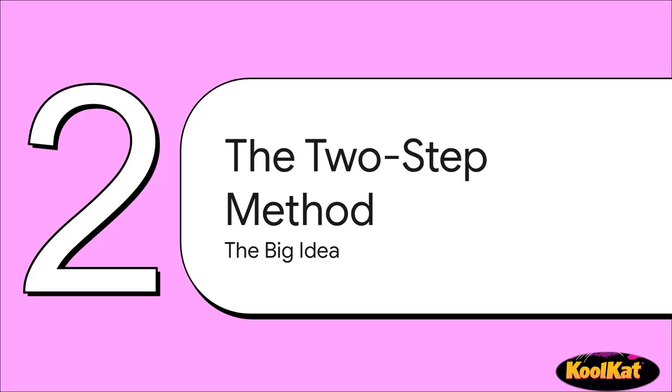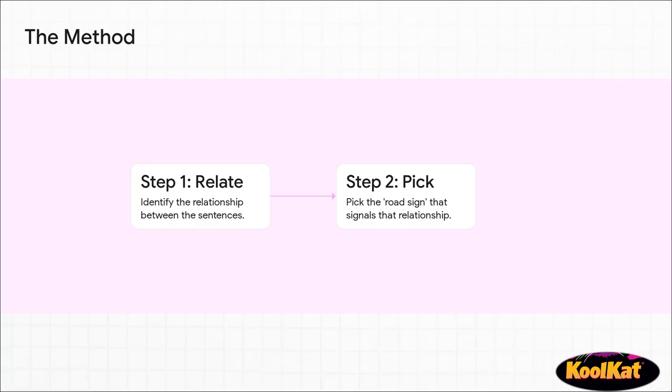Not anymore. Dr. Coolcat came up with a super simple two-step method that you can use to nail these questions every single time. The whole idea is to look at the ideas first and the words second. And here it is. Seriously, it's just two steps. First, you figure out the relationship between the sentences. Are they agreeing, disagreeing? Is one causing the other? Then, and only then, do you pick the road sign, the transition word that matches that relationship. It's a simple, powerful strategy. So let's break down step one.